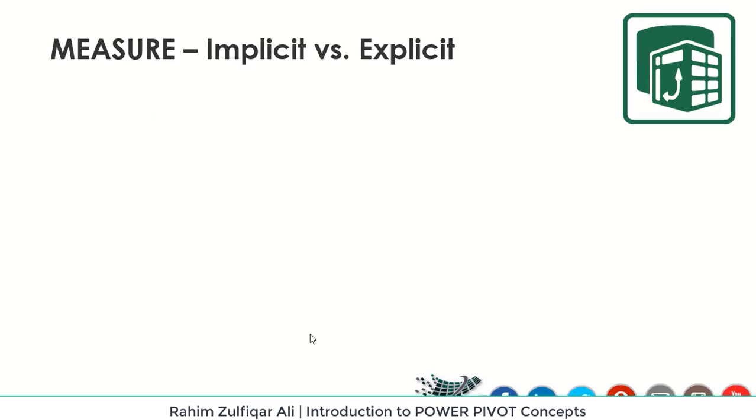Okay, all right, so there are two classifications or types, you can say, regarding the measures. The first one is implicit and the second one is explicit. So let's learn what implicit measures and explicit measures are.